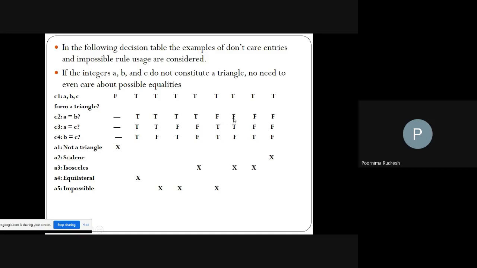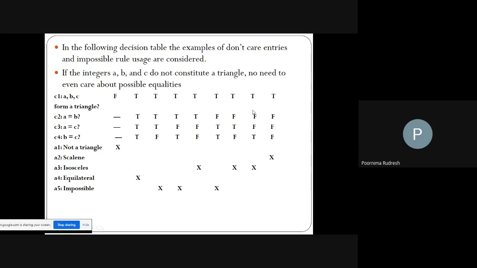Here we have A is equal to B and B is equal to C. These two are represented as the false condition, and only A is equal to C means sides A and C are equal, B is not equal. Then if that is the case, we say that it is an isosceles triangle. Why? Because only two sides of the triangle are equal and the third side is not equal. Then we say that it is an isosceles triangle.